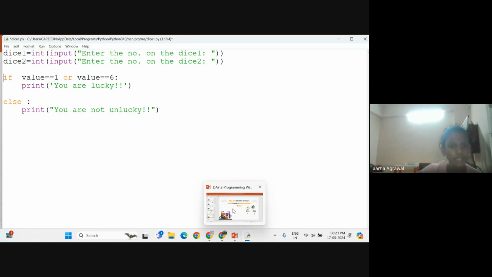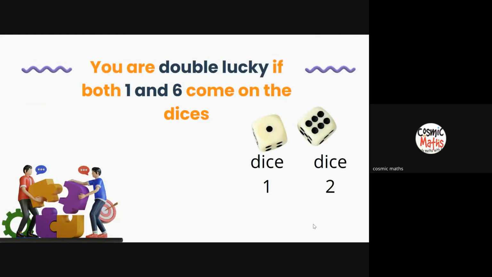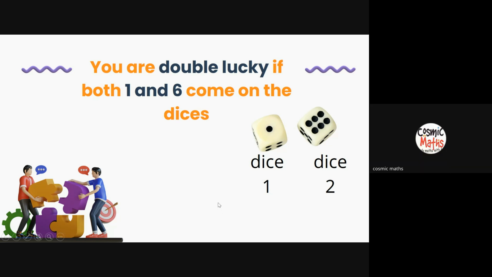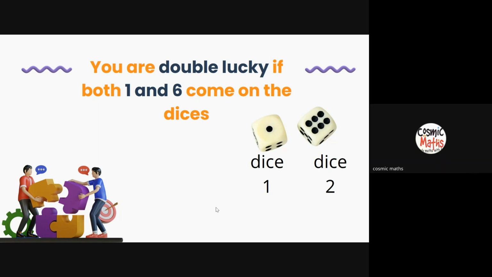You can write: if value 1 and value 6 are equal, then print you are double lucky. If value 1 or value 6 is equal, then print you are lucky. Then else, print you missed it. But the problem is we have 2 dice here.